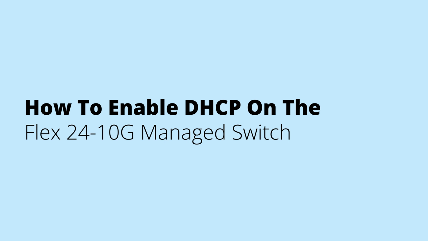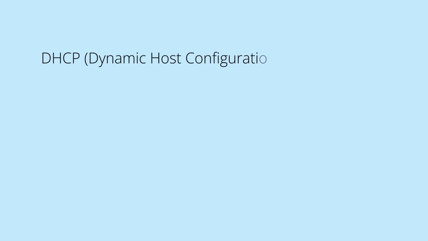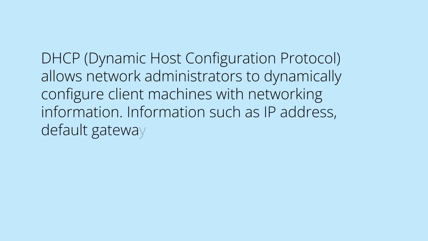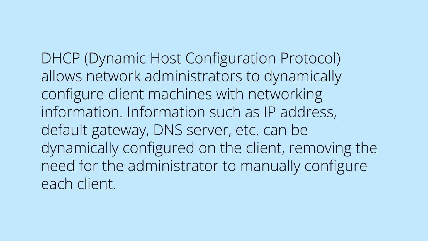My name is Nico, and today we will be discussing DHCP, its uses, and how to configure dynamic host configuration protocols on the Flex and Clear 2410G managed switch. First of all, what is DHCP? DHCP is the dynamic host configuration protocol, which allows us to assign IPs to devices joining the network while excluding certain IP addresses that are already assigned to mission-critical devices on the server itself.